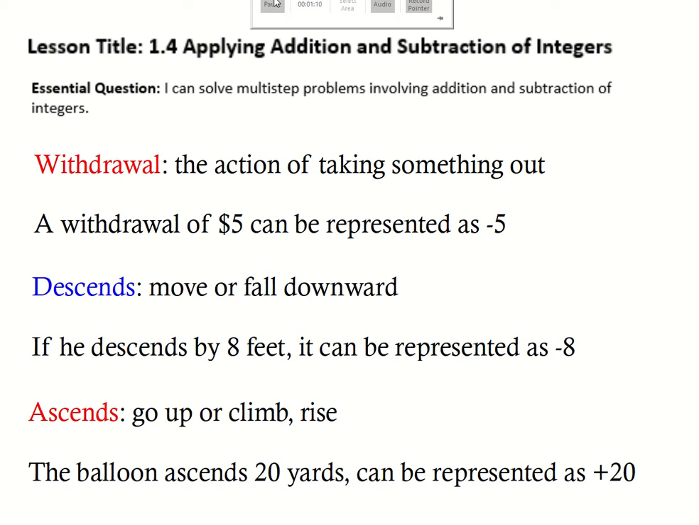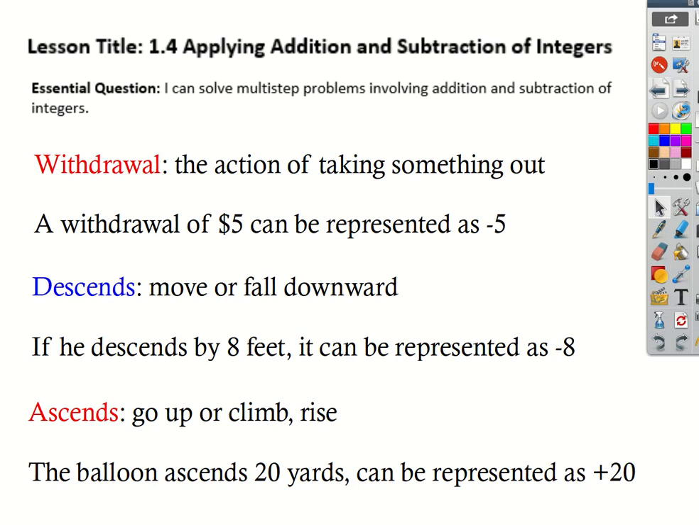The next word would be descends, which means to move or fall downward. If he descends by 8 feet, it can be represented by -8. So descends means going downward, and that would represent a negative motion, so it would be a negative number. Ascends would mean to go up or climb or rise. So an example of this might be if the balloon ascends 20 yards, that would be represented by a +20.